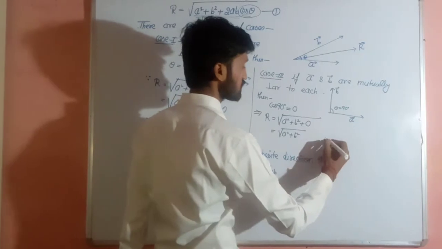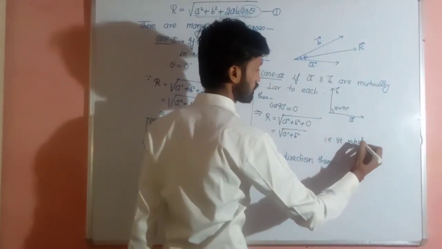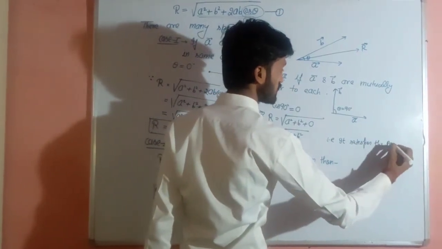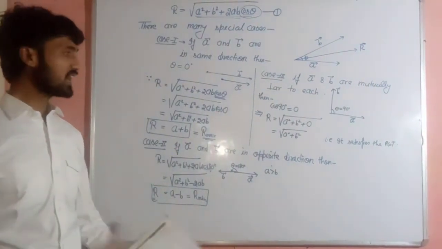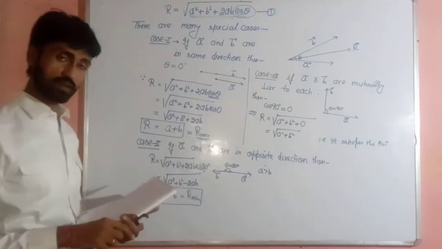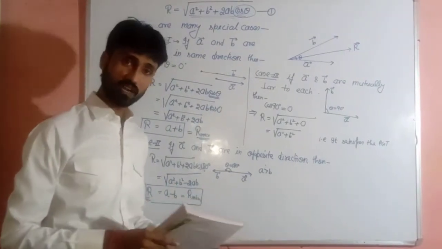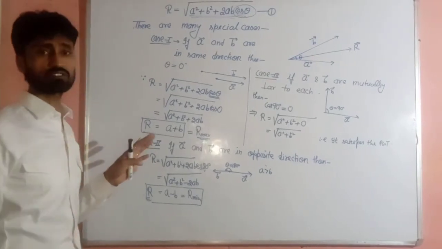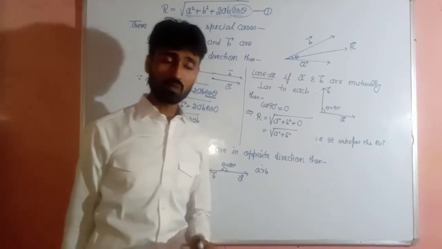That means it satisfies the relation, it satisfies the PGT, Pythagoras theorem, in that condition. Okay, these are the special cases of the resultant of any two vectors. I think you understand clearly. These are the basic parts of vector algebra.